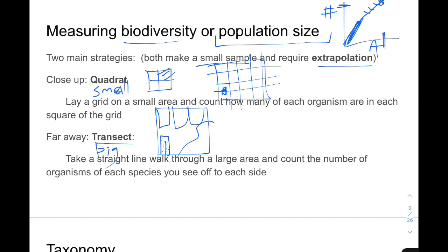Both of them are really only great for things that stay still. Because if you're trying to count the number of squirrels, by the time you lay a grid over top, the squirrel is gone. And if you're taking a walk through the forest, the squirrel is probably also going to go hide. If you're looking for birds or whatever, same problem. So sampling has many different techniques. Here are just two of the major ones.